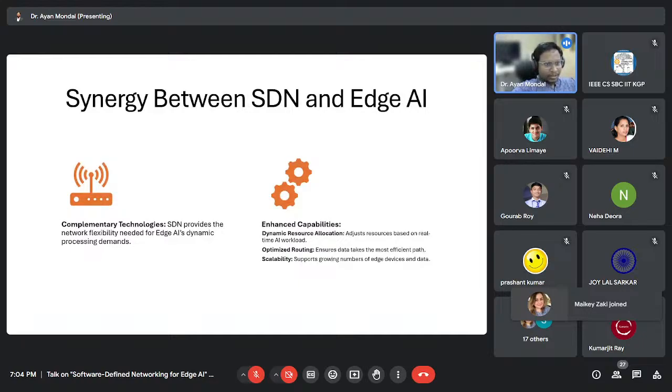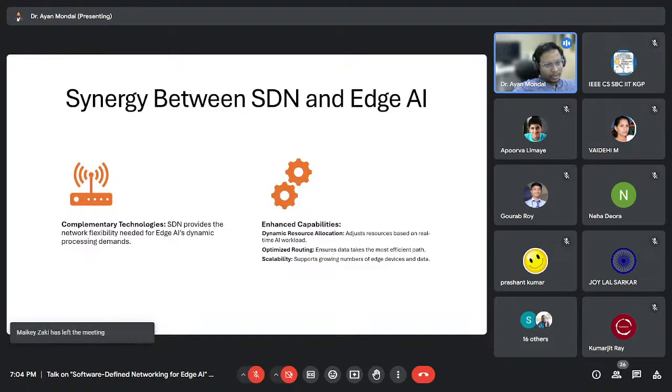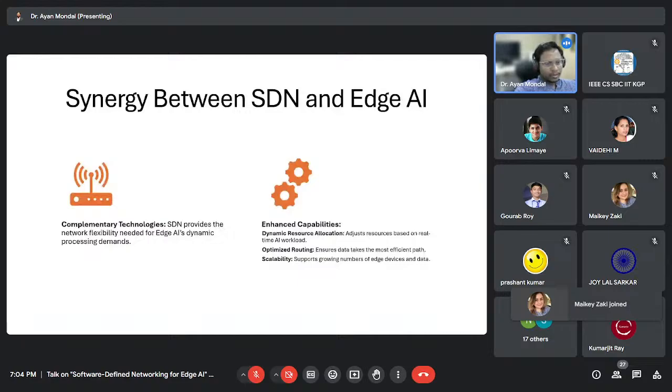SDN provides the network flexibility that is needed for these AI workloads. There is also the concept of network function virtualization as well as virtual network functions. Both of them can be part of SDN, and they are also part of 5G networks. But SDN and 5G are somehow different. Of course, both of them ensure network flexibility.